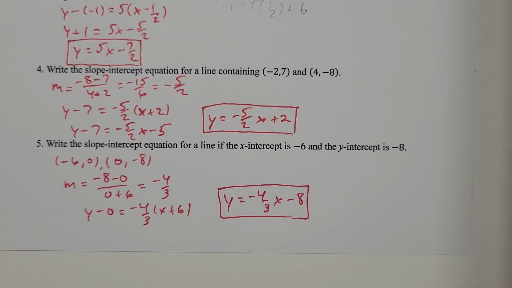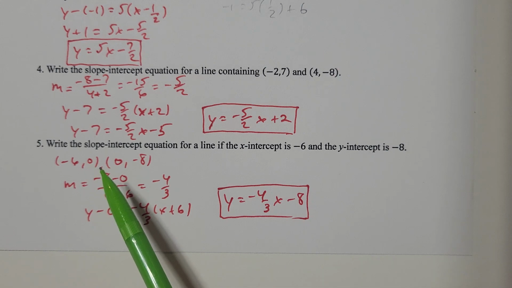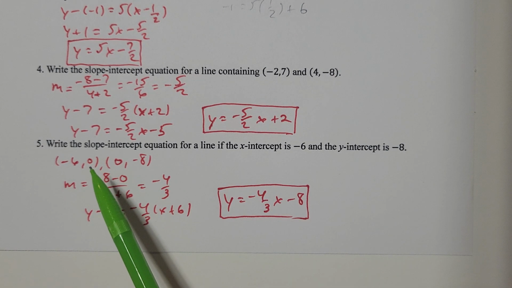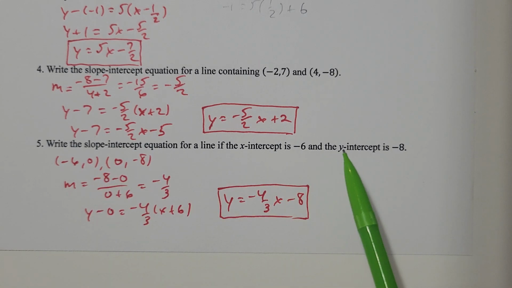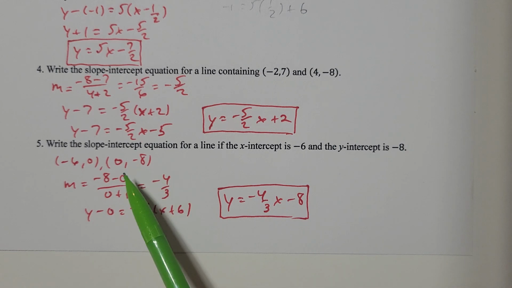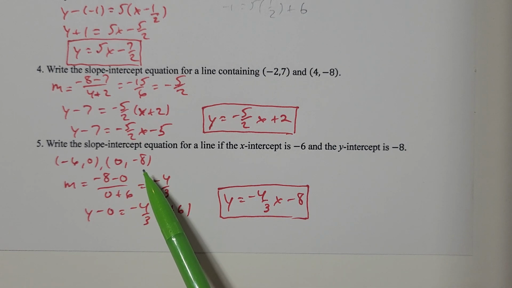In problem 5, we want to write the slope-intercept equation for a line if the x-intercept is -6 and the y-intercept is -8. Okay, so by them telling me that the x-intercept is -6, that means that the point (-6, 0) is on the graph, right? Because to find an x-intercept, you need to let y be 0 to get x. And how do I find a y-intercept? I need to let x be 0 and get y. Okay, so (0, -8) would be another point on this line.